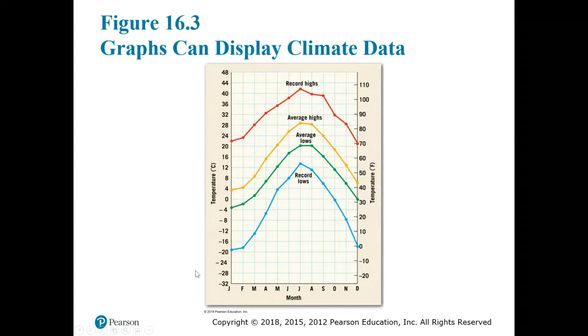This is called a climograph, and it has the month on the x-axis. You can see the temperature in degrees Celsius or, for me, degrees Fahrenheit on the y-axis. This shows the average lows in green, the record lows in blue, the average highs in yellow, and the record highs in red for any given location. I invite you to Google it. If you want to know what the temperature is going to be in Cancun, you can Google it, pick graph, and it'll show you the temperature annually by month in Cancun.